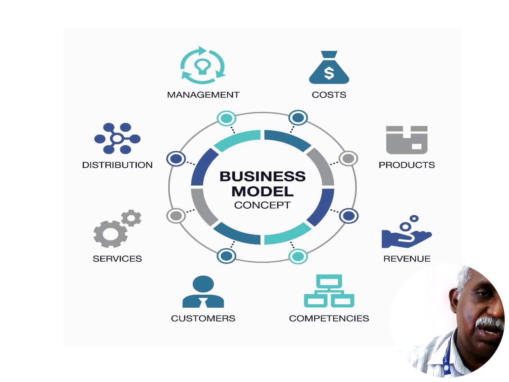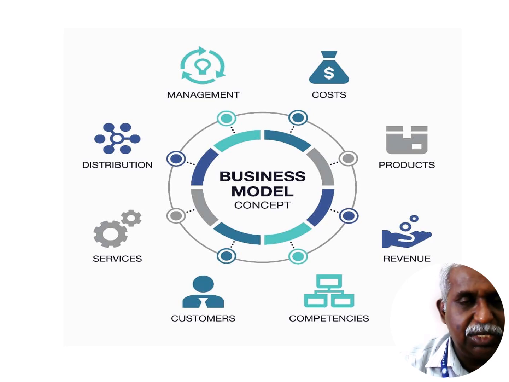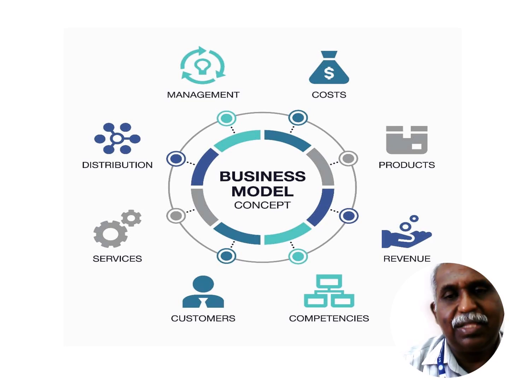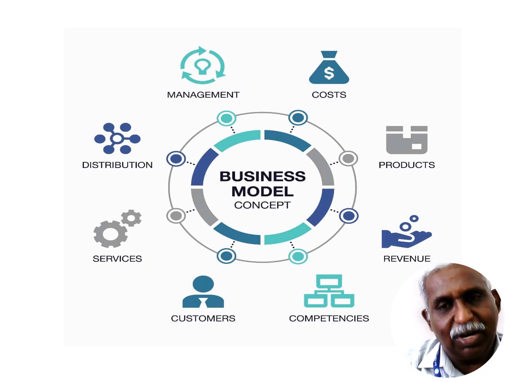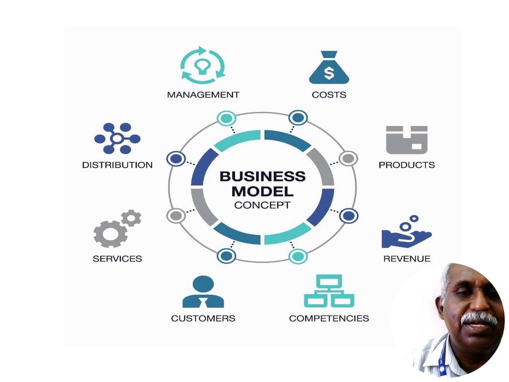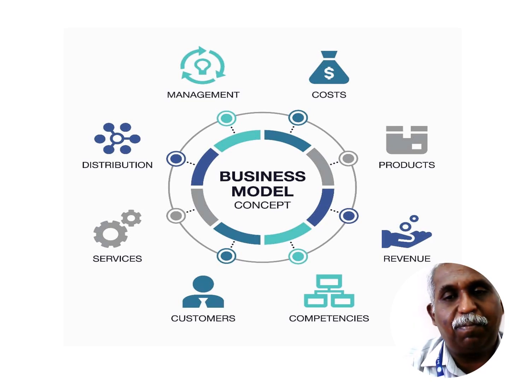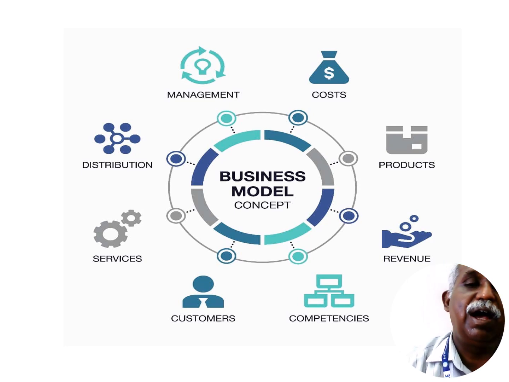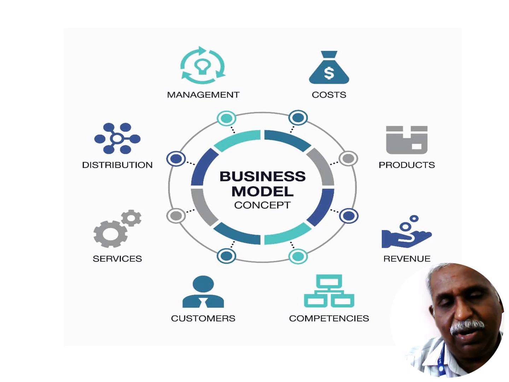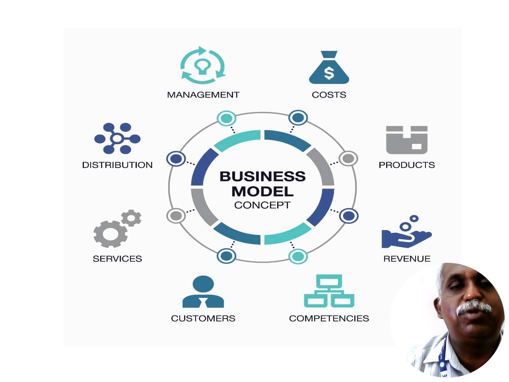Your business model starts from the key person in management. Then what is the cost required for the product? Then what is the product? Then what is the revenue from that product? Then what is the competency we reach from that product? Then how does our customer feedback go to the service department? Then we have distribution, finally ending with the management decision again.